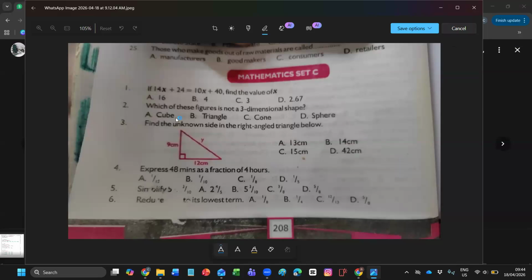So clearly, cube cannot be 2 dimensions. So it's obviously triangle. Okay, triangle is the one that has what? 2 dimensions. So it is not a 3-dimensional shape. Did you get that? Did you have 2 dimensions? So do you understand it better now?